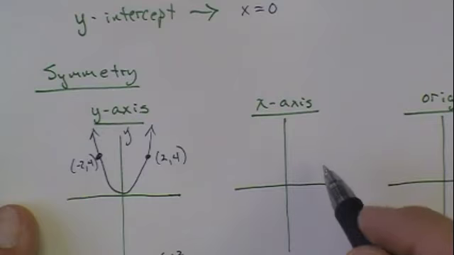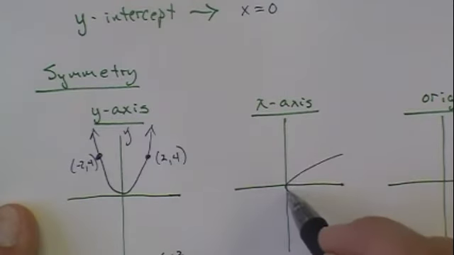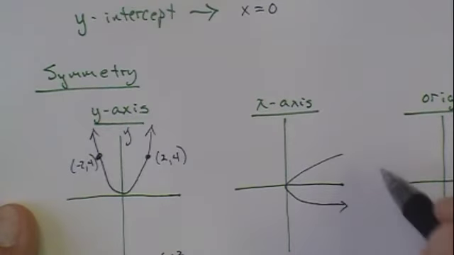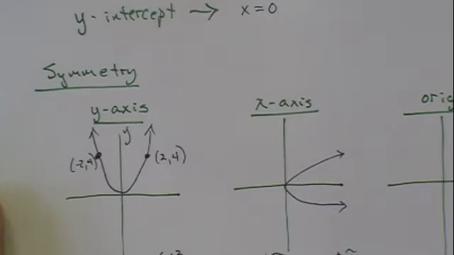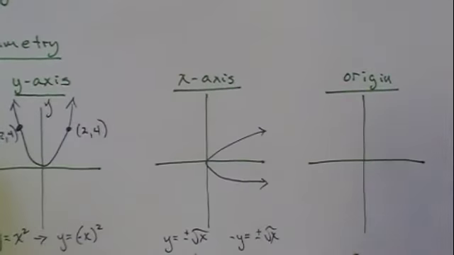For the x-axis, if we're looking at a parabola coming this way, this is a graph, for example, of y equals the square root of x. We're looking at positive and negative square root of x. We also then have the opposite of y is equal to the square root of x, showing us our symmetry there. We also could look at symmetry to the origin.